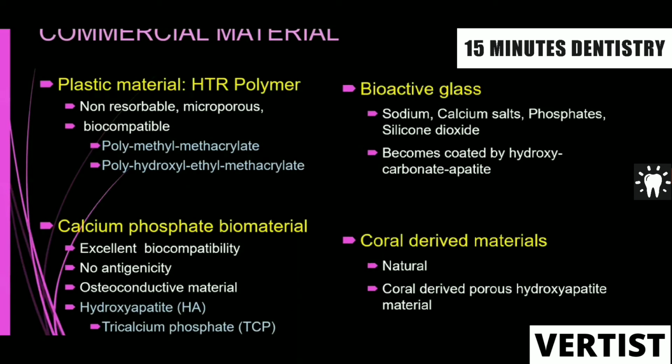So these are the commercially available materials. The plastic materials like HTR polymer are biocompatible, microporous and non-resorbable, like polymethyl methacrylate and polyhydroxyethyl methacrylate. Calcium phosphate biomaterials have excellent biocompatibility and no antigenicity, like hydroxyapatite and tricalcium phosphate. These are available and certain studies have been done on them.